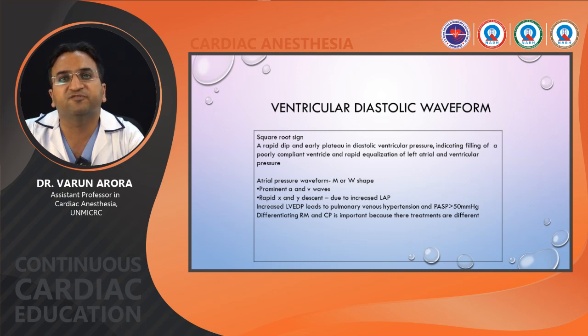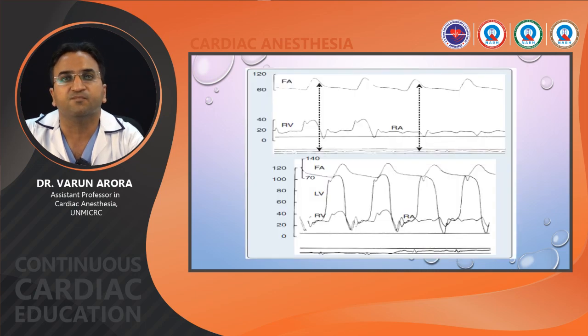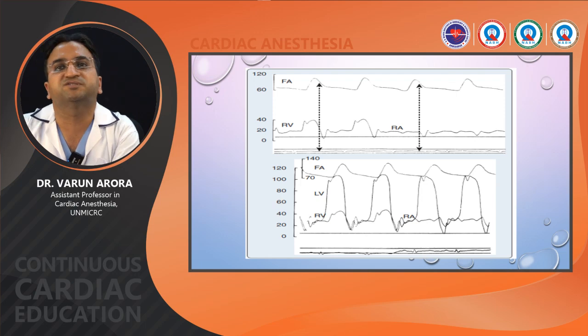And in the atrial pressure waveform, an M shape or W shape can be seen. It is due to prominent A and V waves and rapid X and Y descent due to the increased left atrial pressure. Increased LV-EDP leads to pulmonary venous hypertension and pulmonary arterial systolic pressure more than 50 mm Hg. Differentiating restrictive cardiomyopathy and constrictive pericarditis is important because their treatments are different. As we have already discussed, this square root sign.